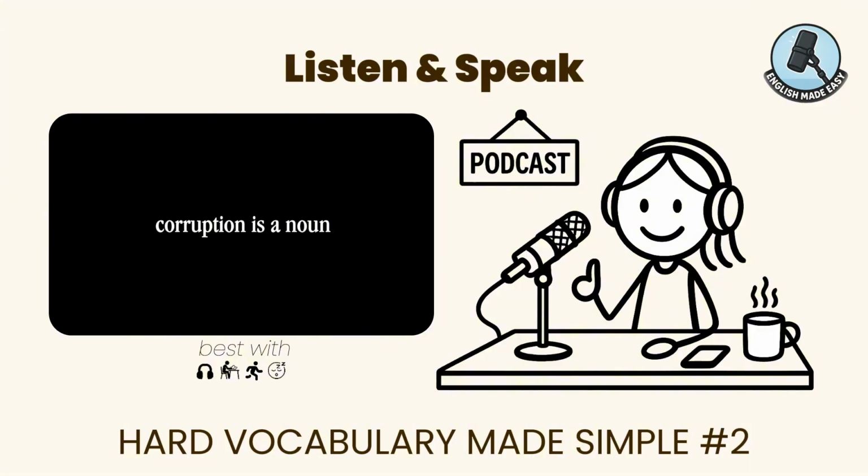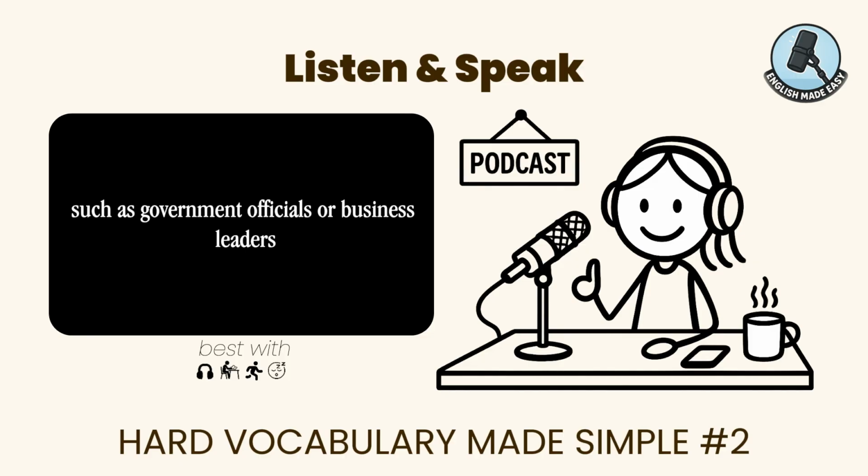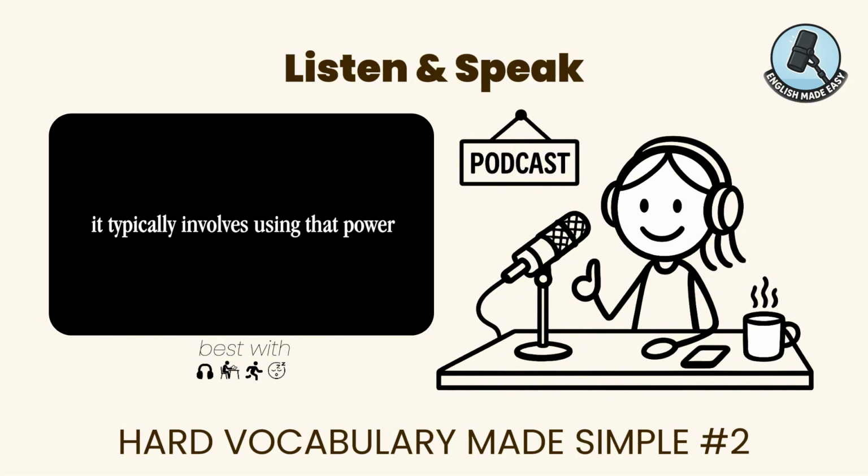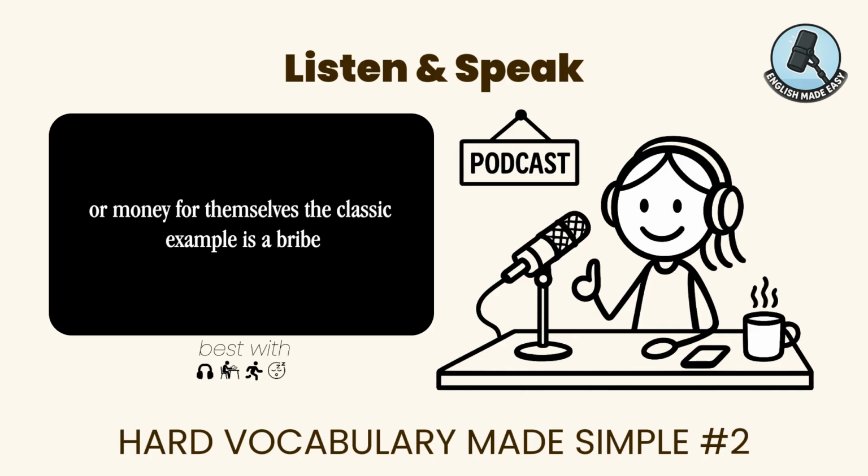Corruption is a noun. It refers to a type of dishonest behavior. The meaning is quite serious. Corruption is dishonest, fraudulent, or illegal behavior by people who are in positions of power, such as government officials or business leaders. It typically involves using that power to get a secret advantage or money for themselves. The classic example is a bribe.